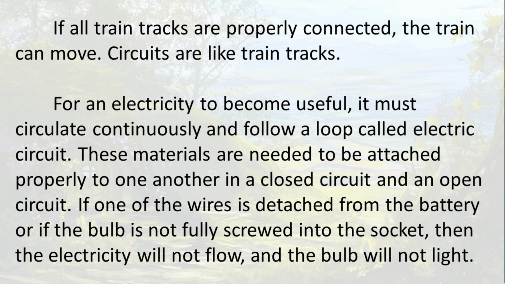If all train tracks are properly connected, the train can move. Circuits are like train tracks. For an electricity to become useful, it must circulate continuously and follow a loop called electric circuit. These materials need to be attached properly to one another in a closed circuit and an open circuit. If one of the wires is detached from the battery or if the bulb is not fully screwed into the socket, then the electricity will not flow, and the bulb will not light.